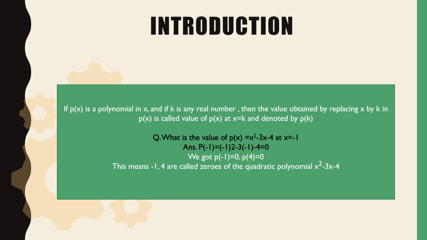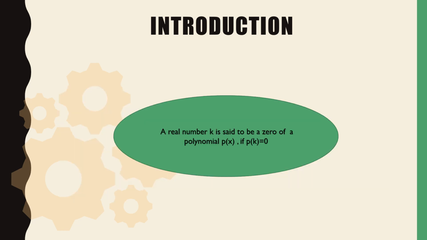For the same polynomial, you have got p of 4 also to be 0, which means minus 1 and 4 are called the zeros of the quadratic polynomial x square minus 3x minus 4. So, a real number k is said to be a zero of a polynomial p of x if p of k is equal to 0.